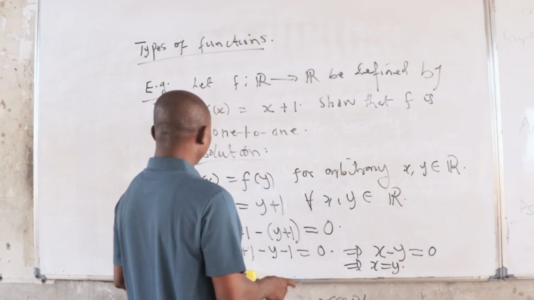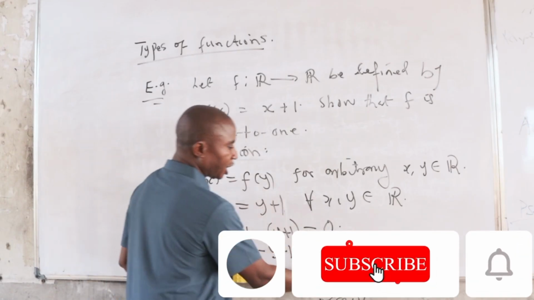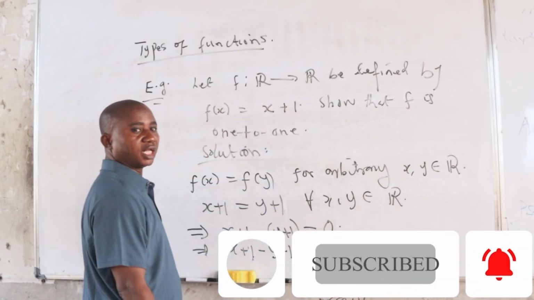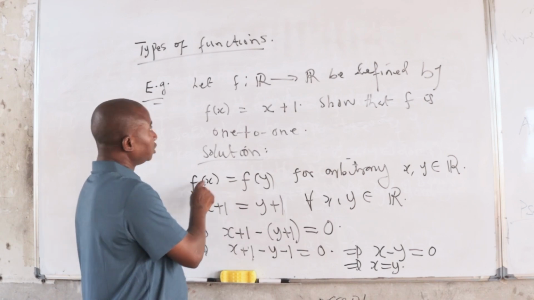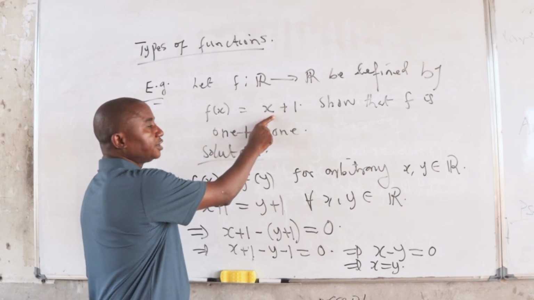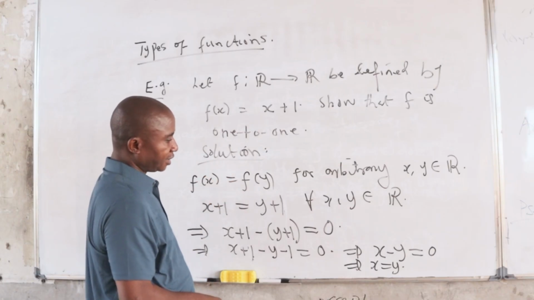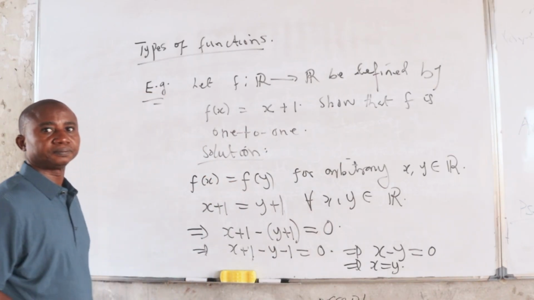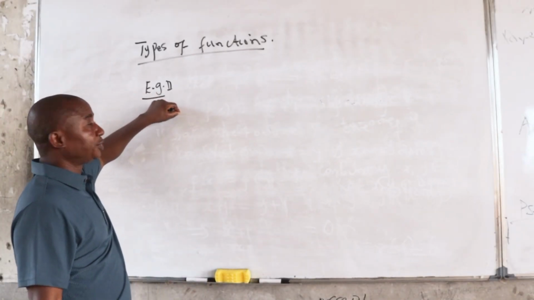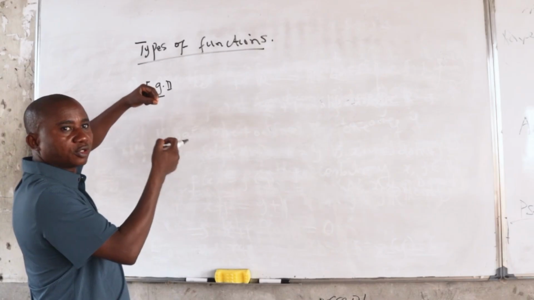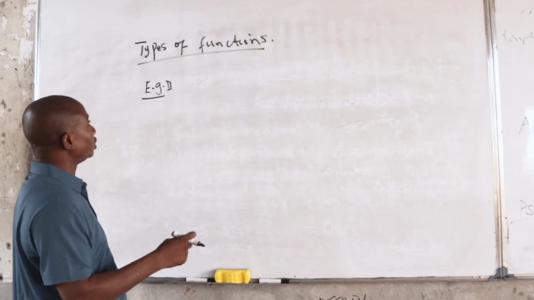So what have we done? We have shown that f of x equal to f of y implies that x is equal to y, which satisfies the definition of one-to-one function. Therefore, the function f, which we define like this, is a one-to-one function. I hope this is clear. Let me take an example of a function that is not one-to-one. So the two examples will now help us to tackle other problems that may come regarding one-to-one function.